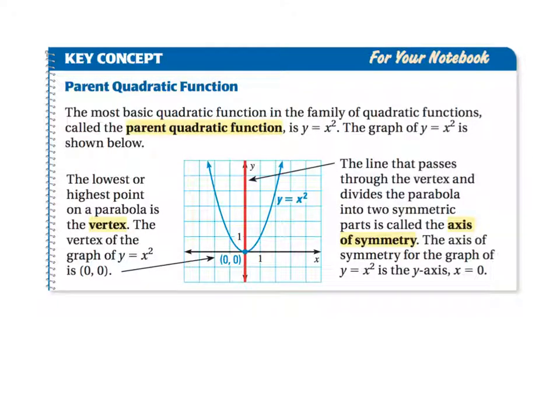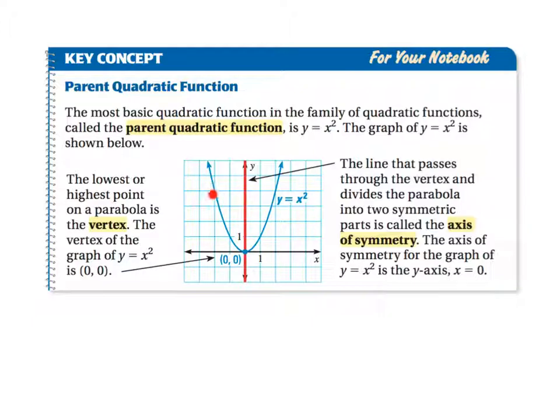And now on to parent quadratic functions. The most basic quadratic function in the family of quadratic functions, called the parent quadratic function, is y equals x squared. So this quadratic equation is stripped of all numbers. It's just strictly y equals x squared. The graph of y equals x squared is shown below. So as you can see here, we have that U-shaped parabola.